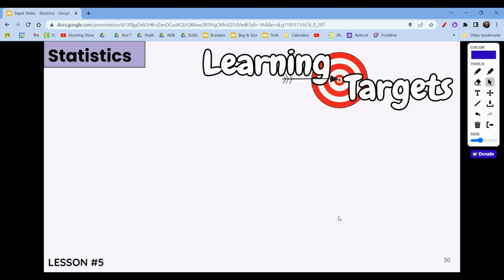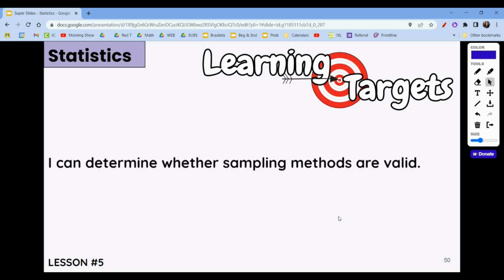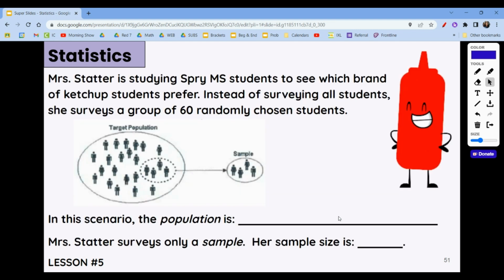Our learning target today is I can determine whether sampling methods are valid. Mrs. Statter is studying Spry Middle School students to see which brand of ketchup students prefer. Instead of surveying all students, because that would take a really long time to hunt down every single student and survey them, she surveys a group of 60 randomly chosen students.